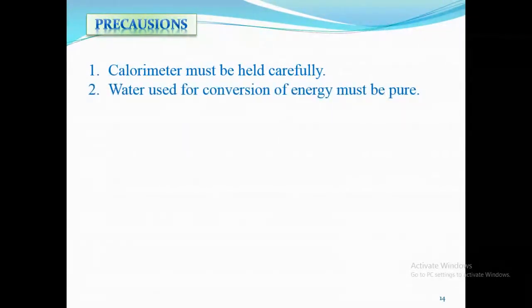Sources of errors and precautions. You see, why don't you have 0% error? Why not the same value as the real one? Due to many sources of errors. For example, your calorimeter is not perfectly tight. It is still going out of the calorimeter. Okay, so the precaution is the calorimeter must be held carefully.